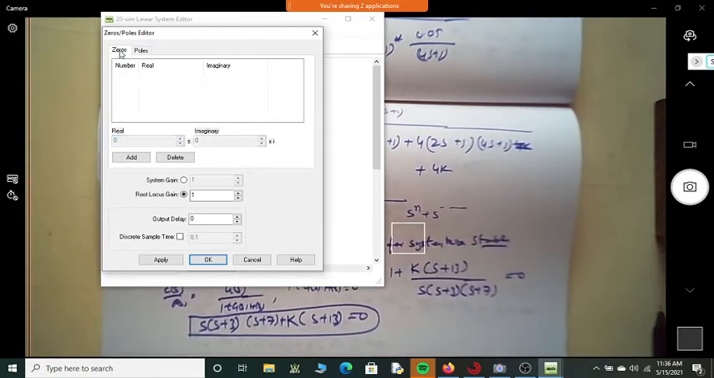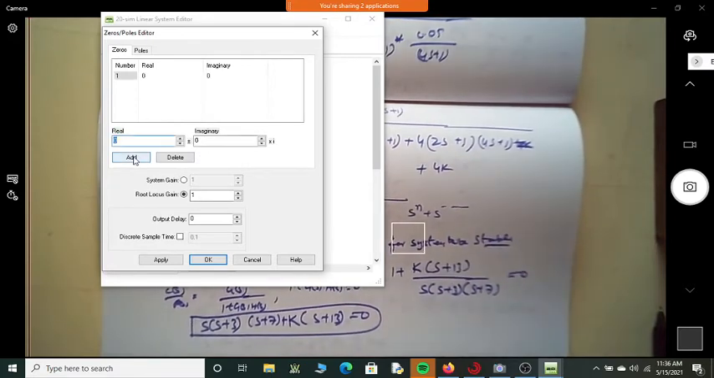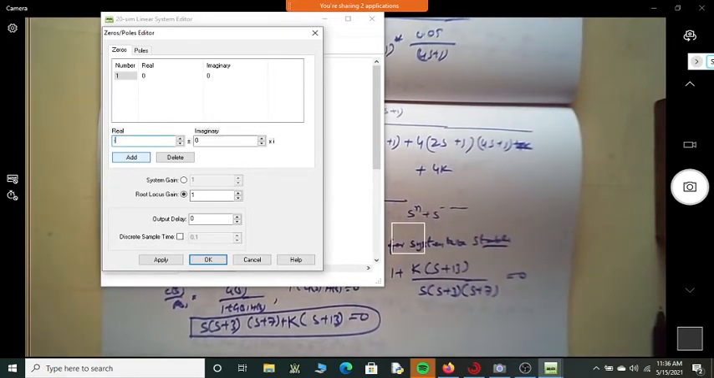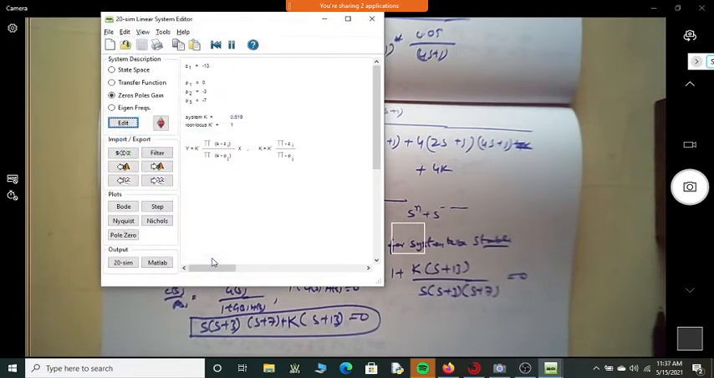So where is the 0? Do you have a 0 also? You have a 0 at -13, correct? Shall I add? Okay, done. It's done. I will apply and say okay, done. Okay, let us see the poles and zeros.